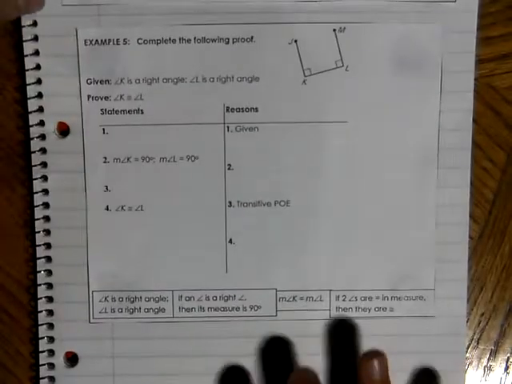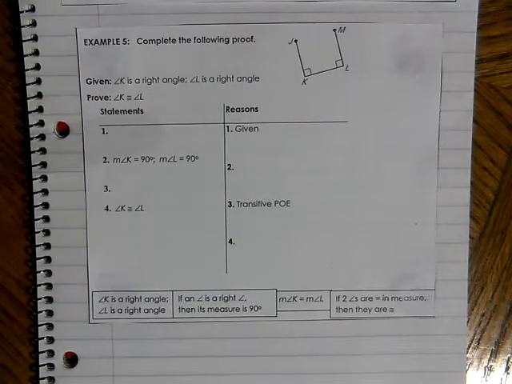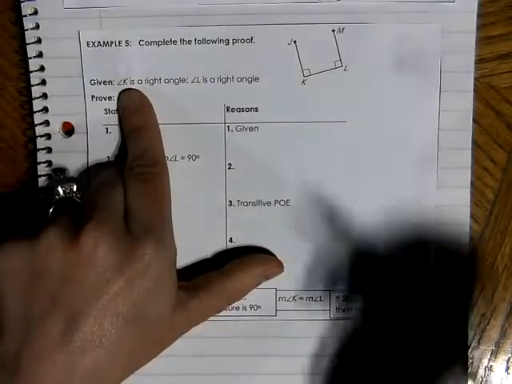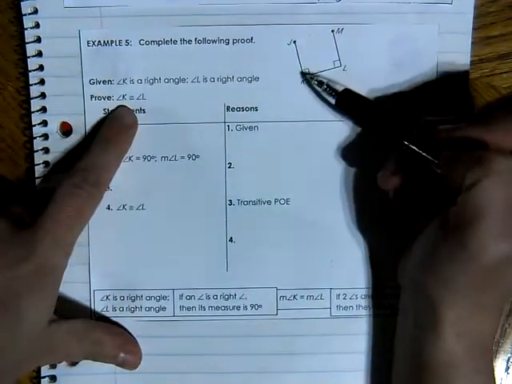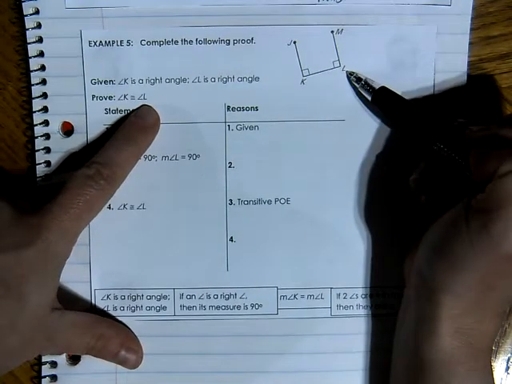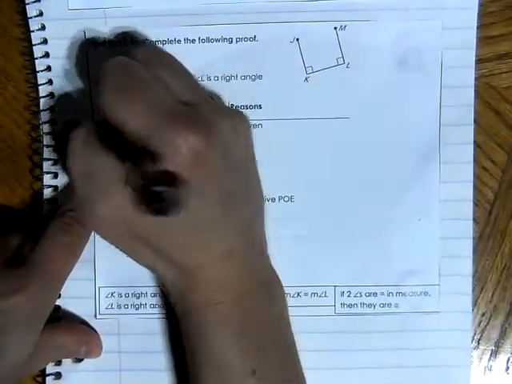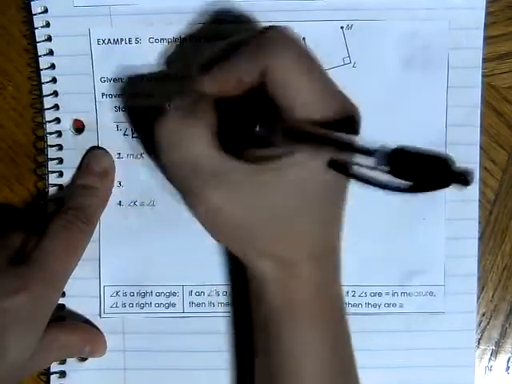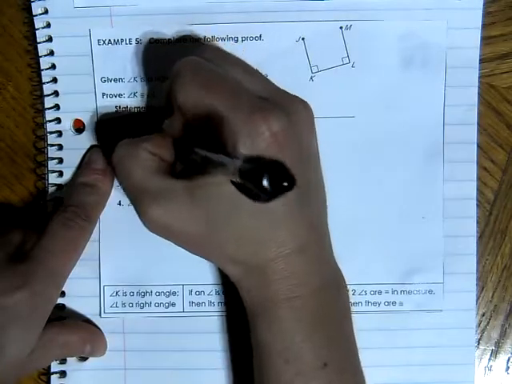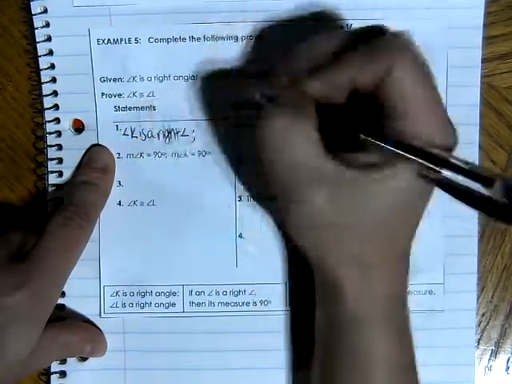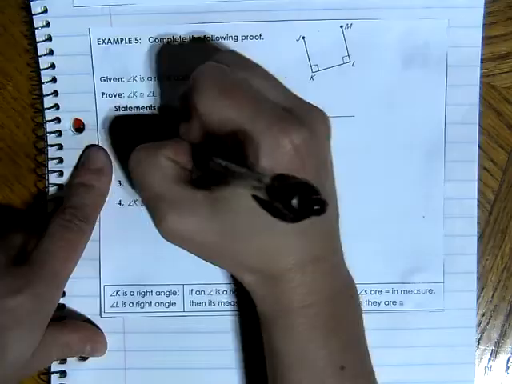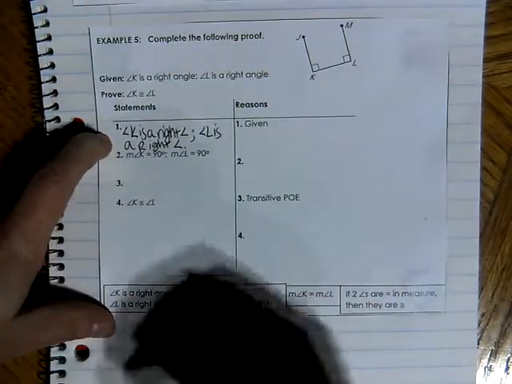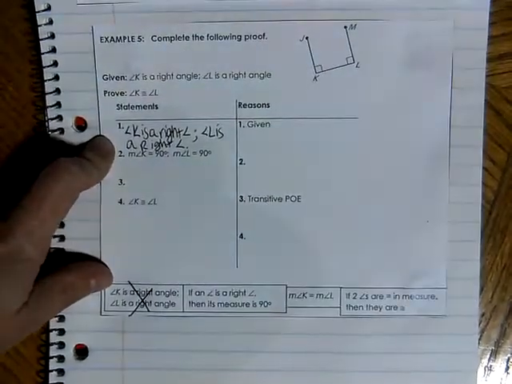So remember, in proof writing, I give you all of the boxes down below. So that is automatically going to be given to you. What we need to do is analyze what's going on in this problem. And I am told that angle K is a right angle and angle L is a right angle. And I want to prove that angle K is congruent to angle L. So I always start off with writing down my given, which is angle K is a right angle and angle L is a right angle. And I always write that down because it is given. And it looks like that is my first statement that I have right here.